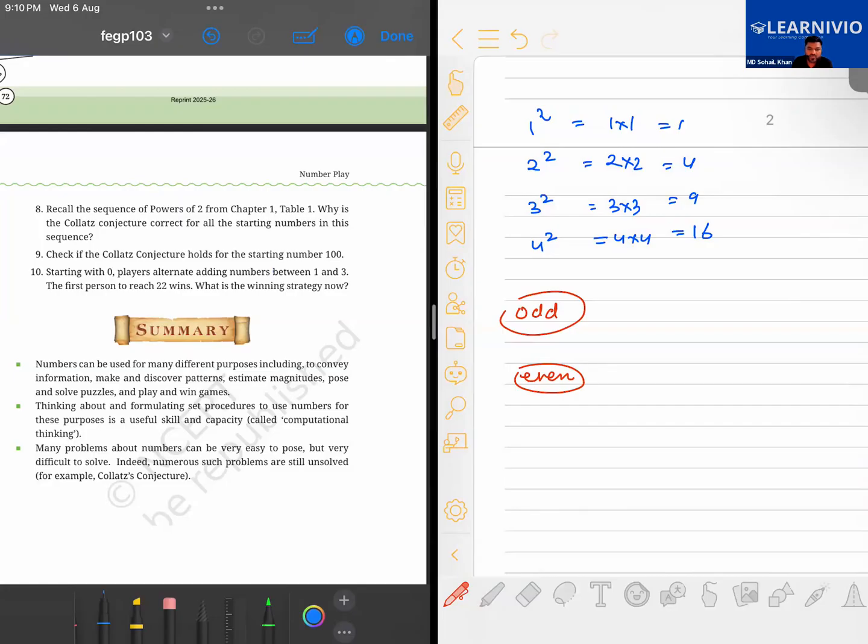Nafis, open chapter number 1, page number 3, you will find a table over there. Square numbers should be written there. Okay? So why is the Collatz conjecture correct for all the starting numbers in that sequence? So the sequence here is what? 1, 4, 9, 16, 25, 36. That will be the sequence, right, Laksh? These are the squares of the consecutive natural numbers.